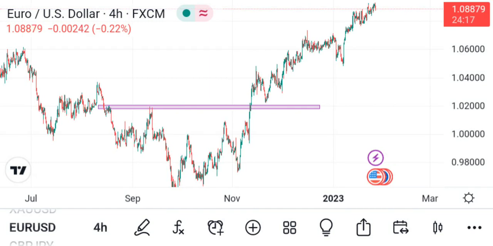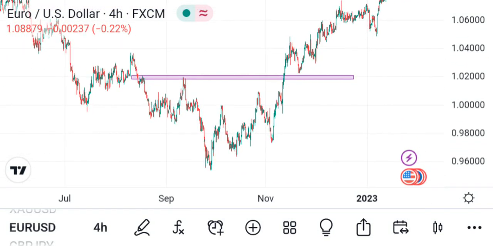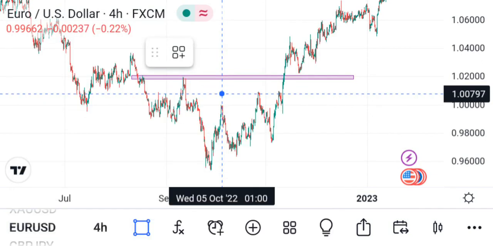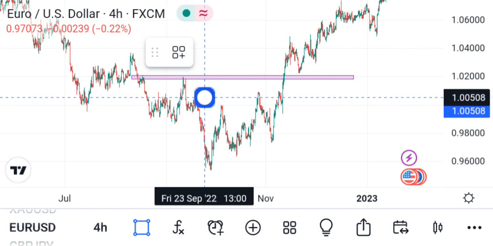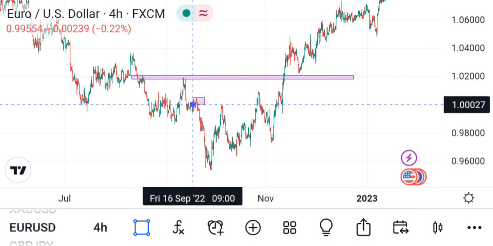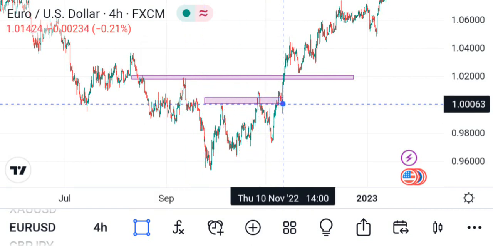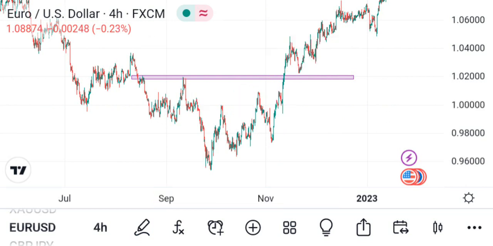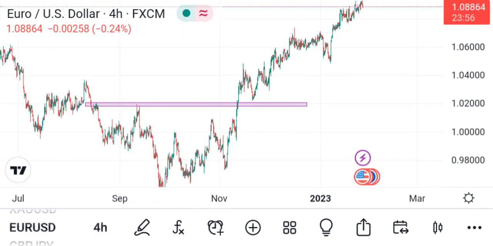So some folks get confused, and what they want to be doing is actually selling here. They want to be selling at this zone here. When the market comes back to the zone, what they want to be doing is selling. You'll be wrong. Because why? This actually is going up.